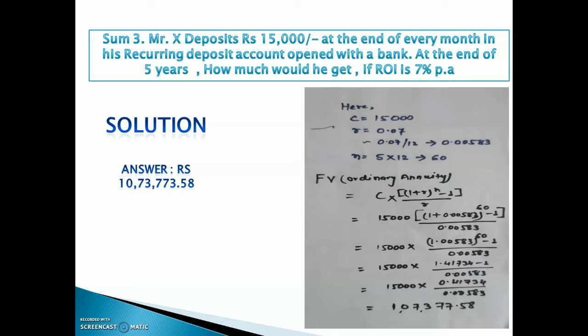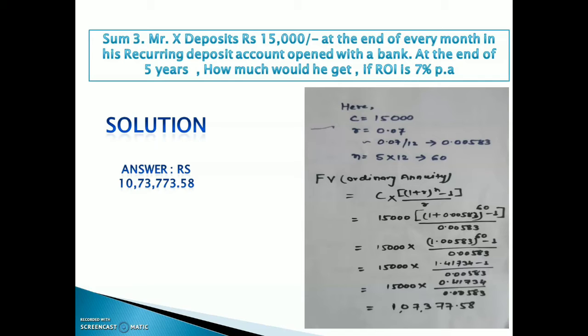Now we will pay attention to the next problem, that is problem number 4. In problem number 4, it is given: suppose you have won a lottery that pays rupees 1,000 per month for the next 20 years, but you prefer to have the entire amount now. If the rate of interest is 8% per annum, how much will you accept?